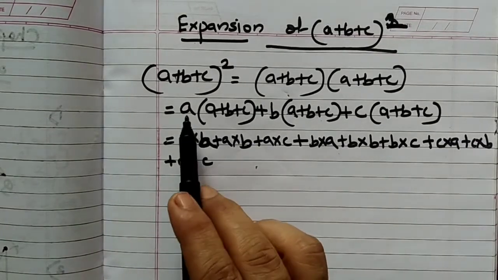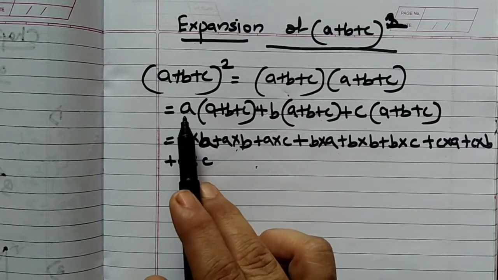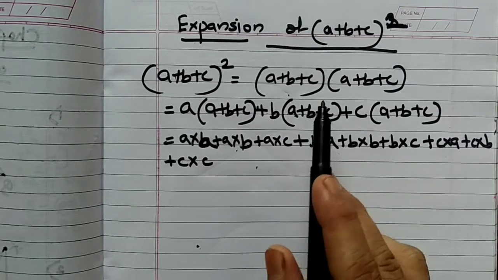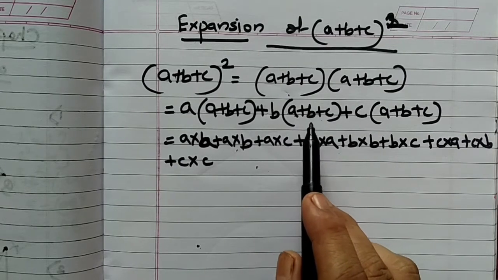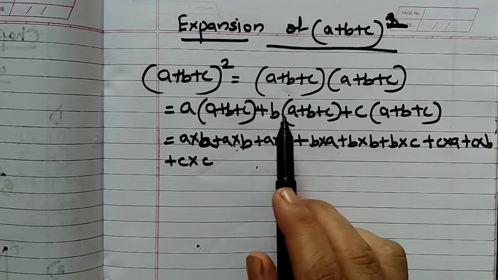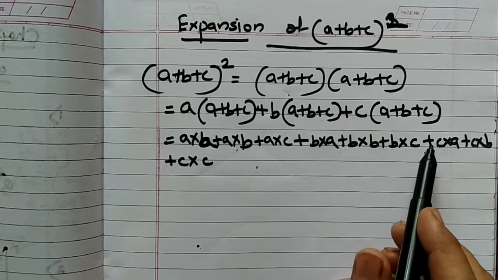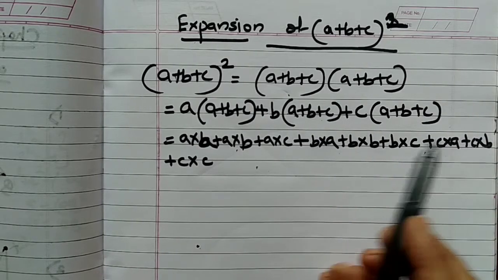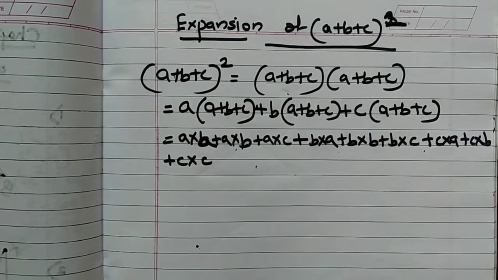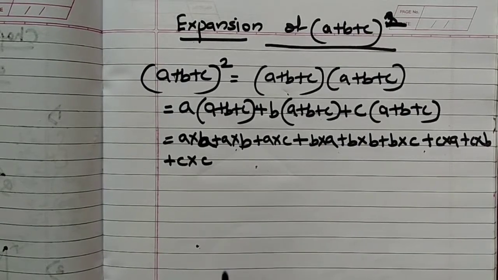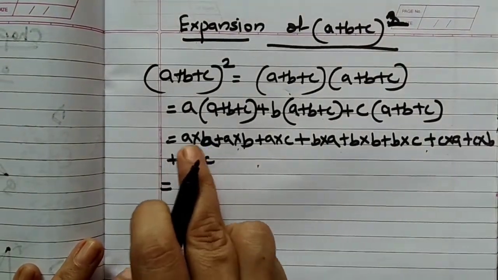So this is A into A. Then we have A into B. Then we have A into C. Next, plus sign B into A, B into B, and B into C. Then plus sign C into A, C into B, and C into C. So now whatever mistake we had done, we have rectified it. Now we'll write the actual multiplication, whatever product we are getting.